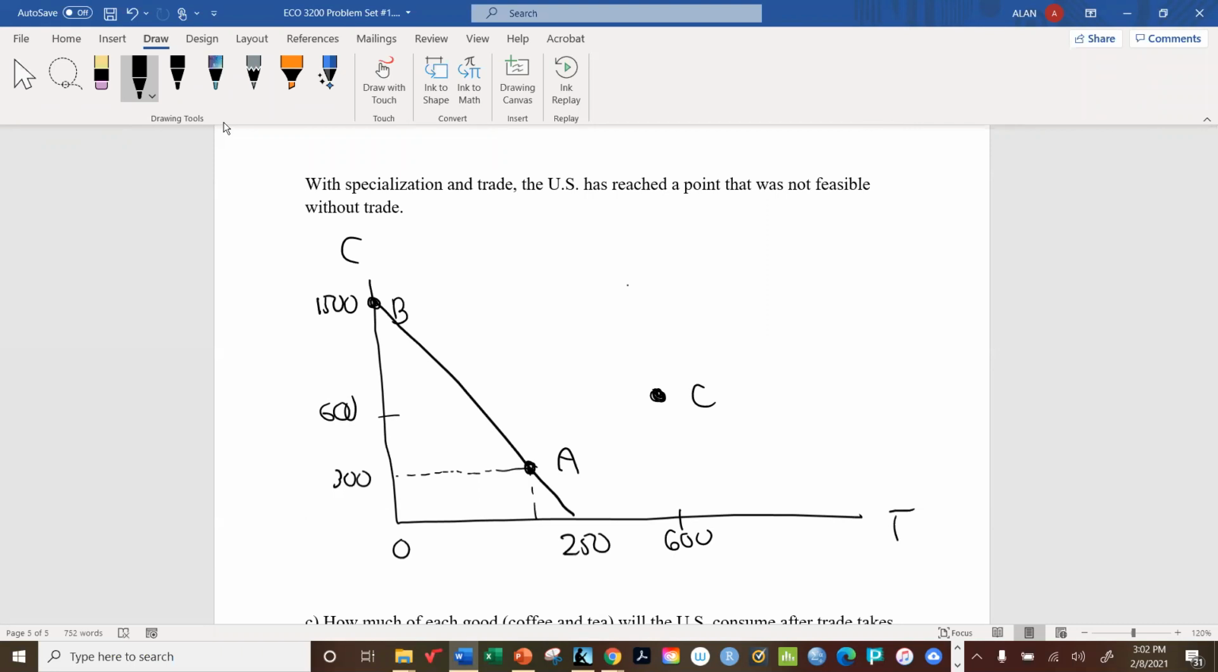Now, I just noticed this is very unfortunate that there's two C's up here. Remember, this means coffee and this means tea. This is point A, B, and C. So, oh, look at that. Okay, so you can see that Brazil winds up also in a position that it could not have achieved before. This is the old production possibilities curve. This is the new one. So this is Brazil with trade.